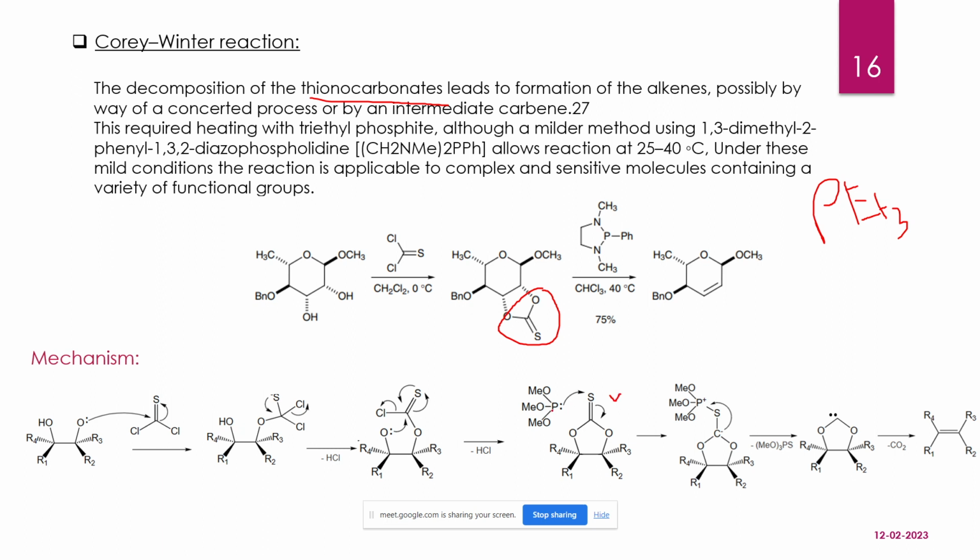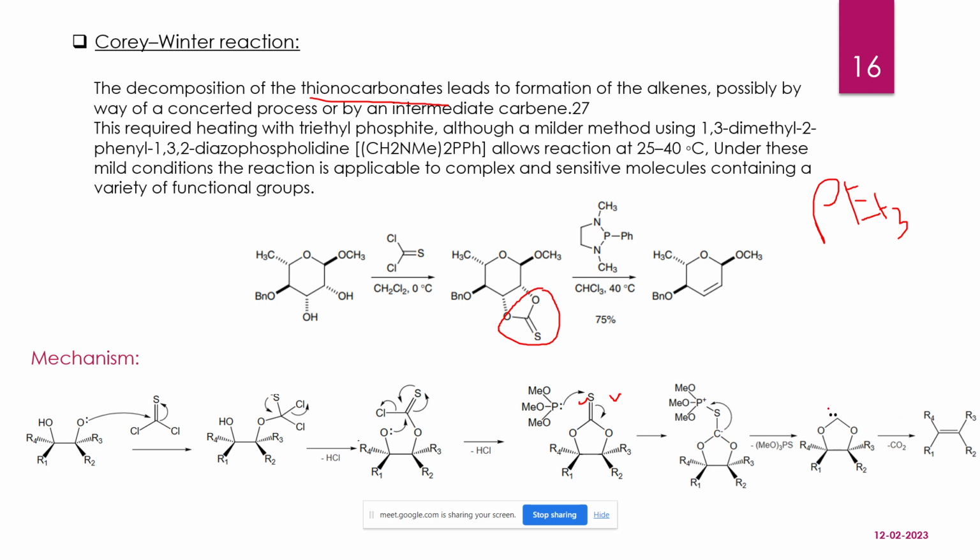So when phosphate is added to this reaction, what is happening? As phosphate has a lone pair and sulfur has a vacant d orbital, the phosphate will add to this sulfur, creating a negative charge on the carbon, and a plus charge is generating on the phosphate. Again this carbon-sulfur bond will get removed, giving us this type of carbene moiety, which will rearrange to get this type of product.